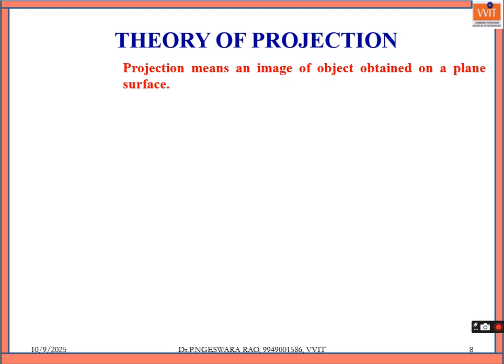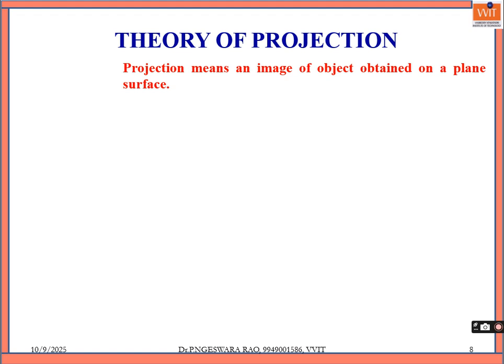That means the object may be a point or a line, which is a one-dimensional object, or it may be a plane surface, which is a two-dimensional object, and finally the object may be any solid block. By taking this object, we draw the image of this object. This concept is called projection.